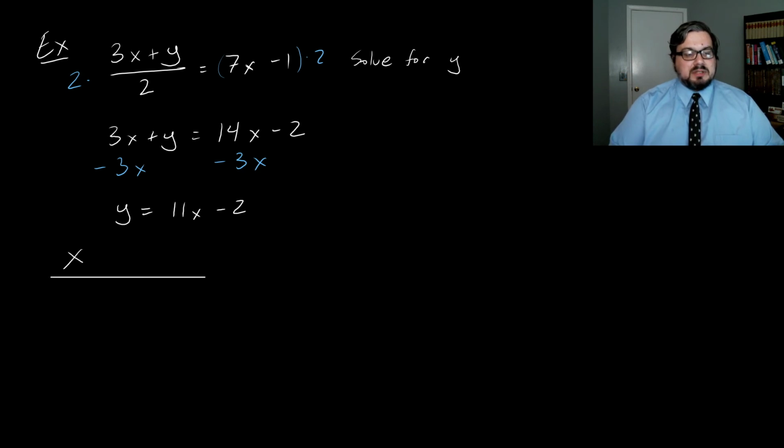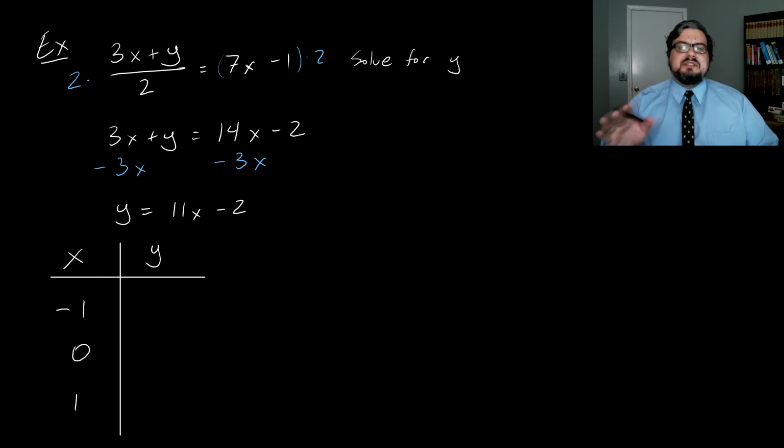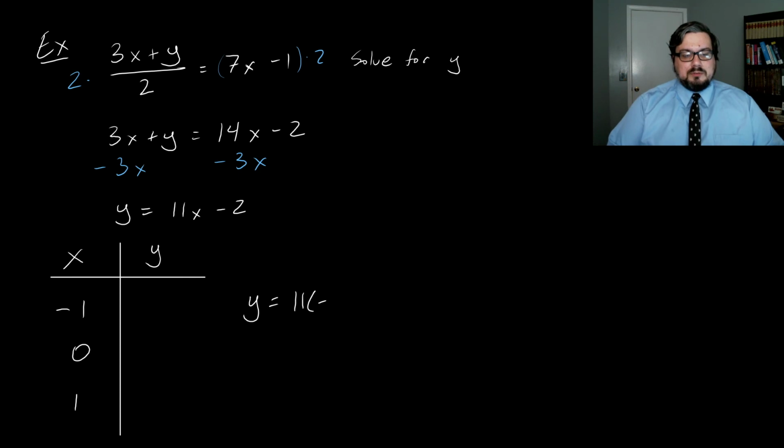Now, if I want to come up with a table of solutions to this equation, I can pick a bunch of values of x. And so I'll pick, say, -1, 0, and 1. Again, these numbers are totally arbitrary. You could pick any numbers you like here for x or for y. But by doing it this way, we could work out the value of y easily because we've solved for it.